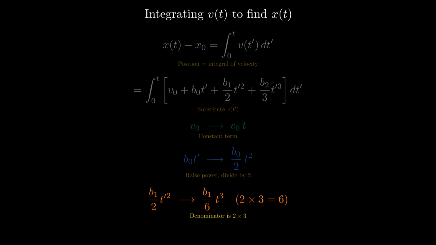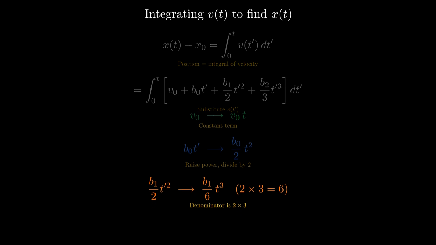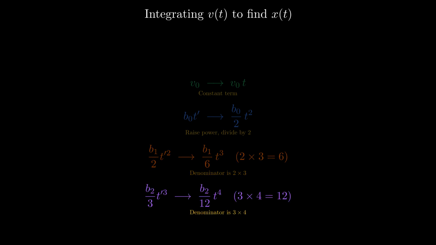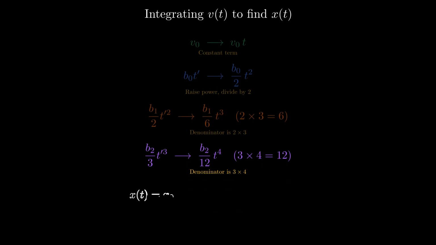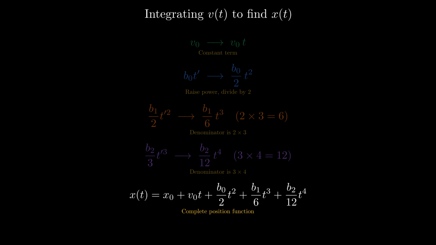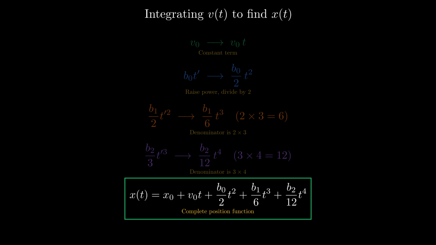The term b1 over 2 times t prime squared gives b1 t cubed over 6, since the denominator is 2 times 3. And b2 over 3 times t prime cubed gives b2 t to the 4th over 12, since 3 times 4 is 12. So the complete position function is x of t equals x0 plus v0 t plus b0 over 2 t squared plus b1 over 6 t cubed plus b2 over 12 t to the 4th. Two successive integrations turn a quadratic acceleration into a quartic position.